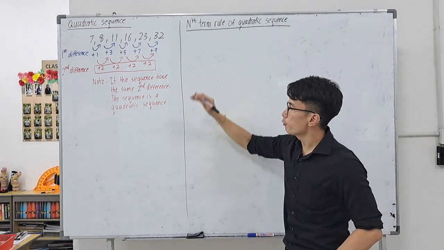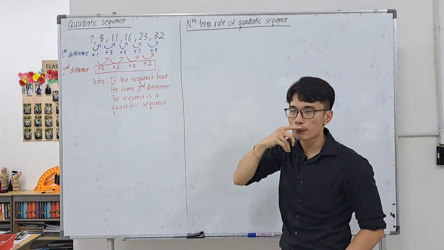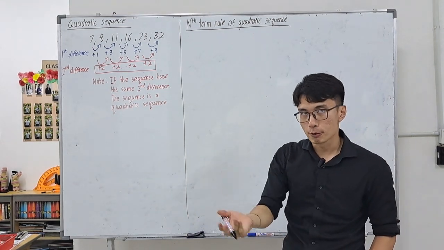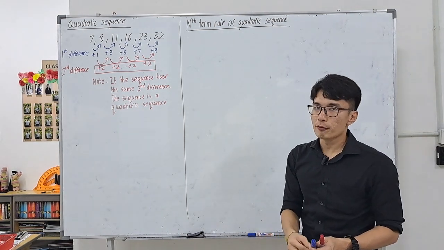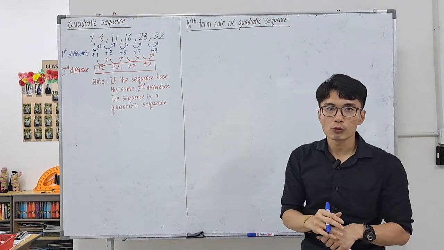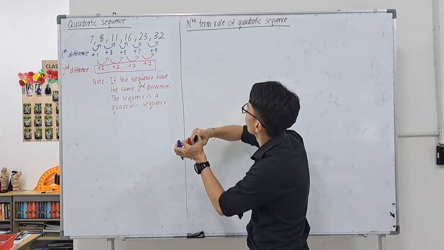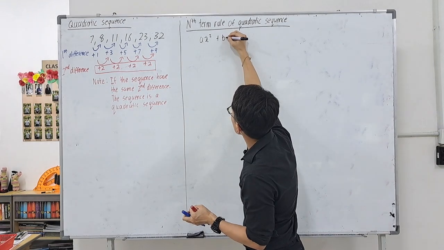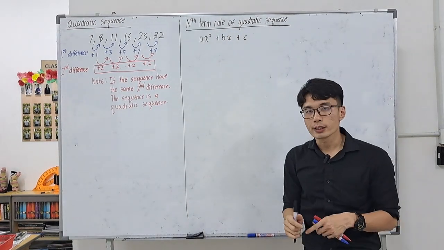Now, before I show you the formula of what we should do to find the n-term rule, I'm going to prove to you. I show you how the formula comes about. Since we are talking about a quadratic sequence, you might be familiar with this word from your factorizing topic. We have learned how to factorize a quadratic expression. So you should recognize this form over here: ax squared plus bx plus c. Okay, that is a quadratic expression.